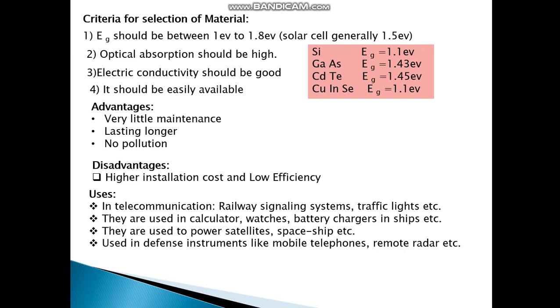Uses: in telecommunication, railway signaling systems, traffic lights, etc. They are used in calculators, watches, battery chargers, in ships, etc. They are used to power satellites, spaceships, etc. Used in defense instruments like mobile telephones, remote radar, etc.